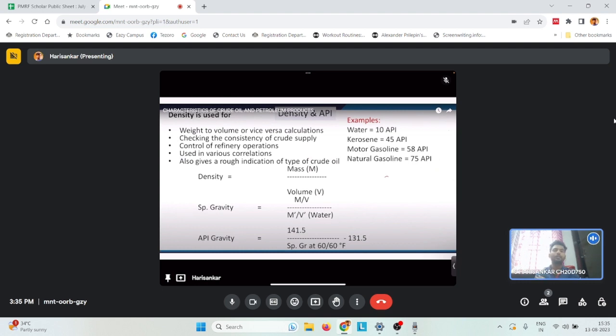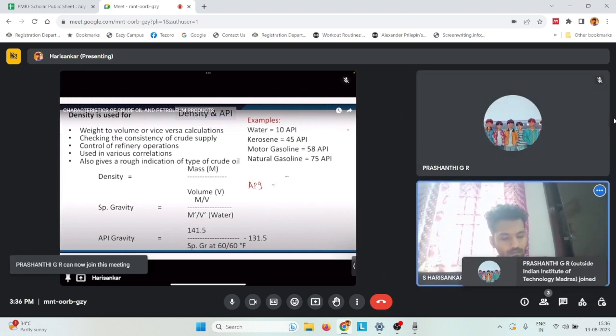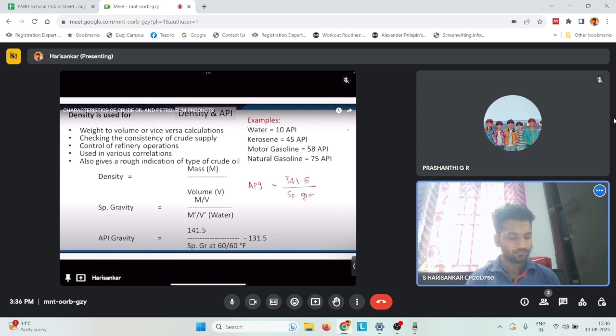So density and API. As I said, we use density for our normal, water and other day-to-day solutions. But for the petroleum industry, they usually use API, which, as I said, is the short form of American Petroleum Institute. So the formula for API will be 141.5 by specific gravity minus 131.5.